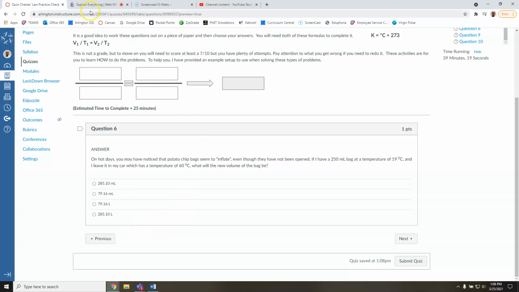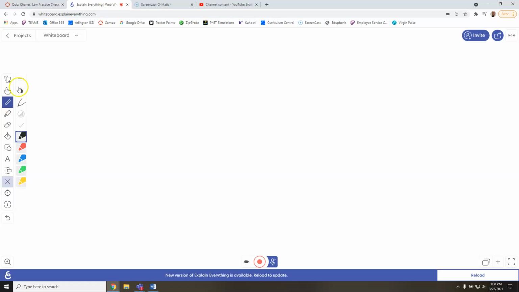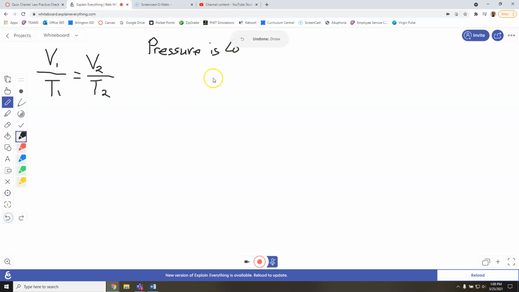All right, so let's go to our whiteboard. First thing first, write that formula down. V1 over T1 has to equal V2 over T2. And pressure is constant. Pressure will not change in these problems.